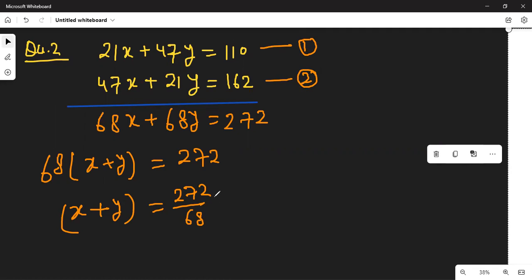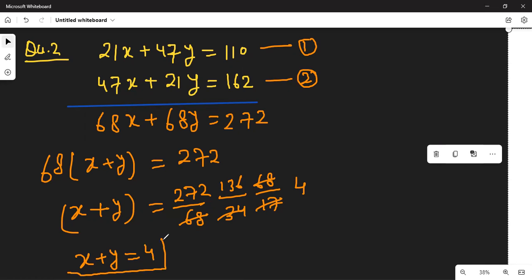We get x plus y is equal to 272 divided by 68. Right? How much is 272 by 68? You can divide it. Okay, let's do it here now. 17 and 68 get cancelled 4 times. So we can say x plus y is equal to 4. Wow, a very easy equation we have got. Let us name this equation 3.